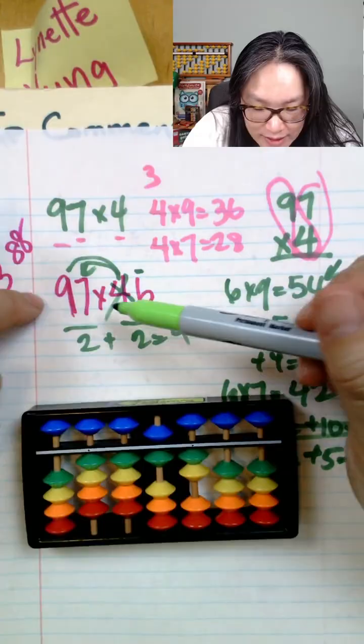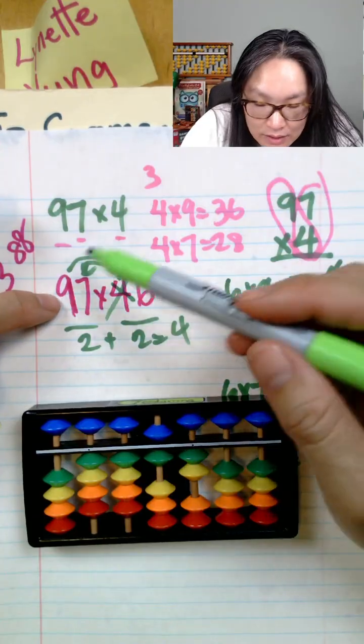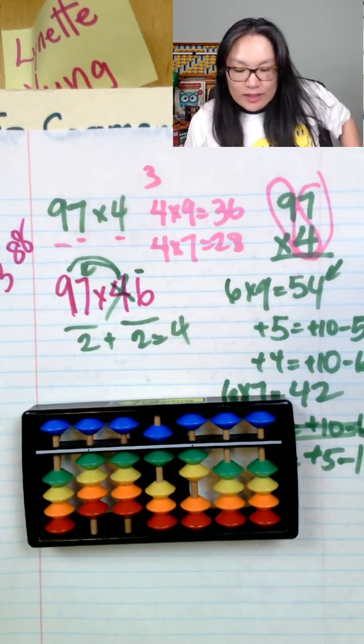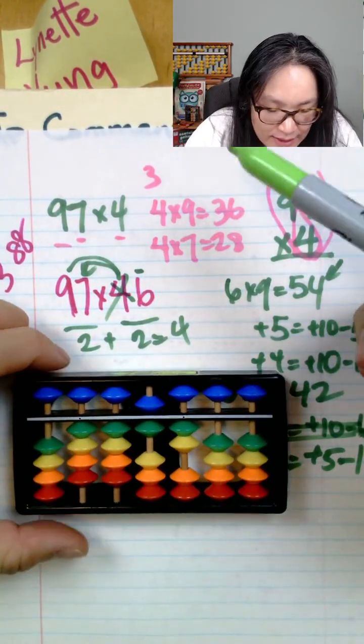4,462. But notice I only need to know the 9 times table. You're absolutely right, Annie. So yeah, we only need to know our 9 times table, all the way to the 9s. That's all we need to know. Anything else after that is just redundant.